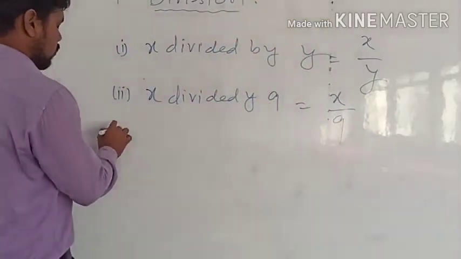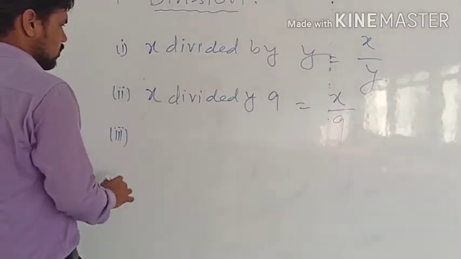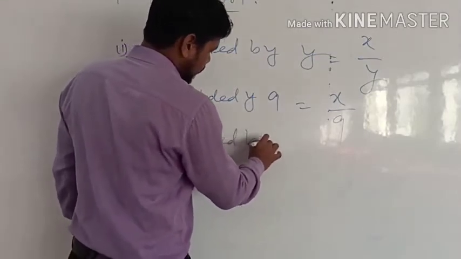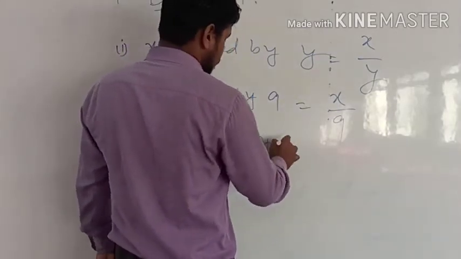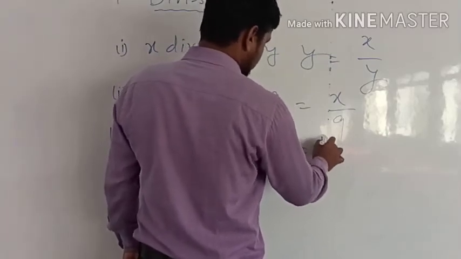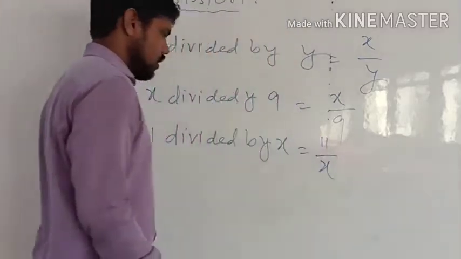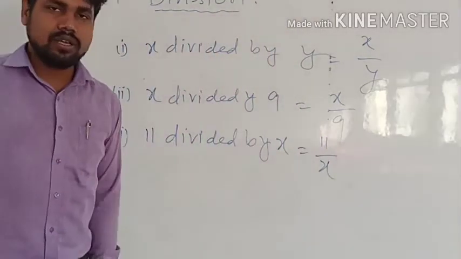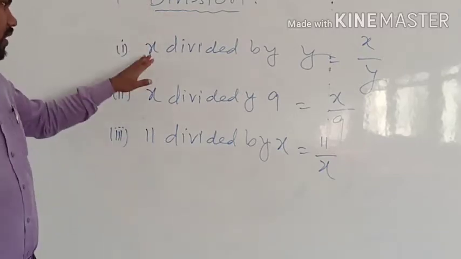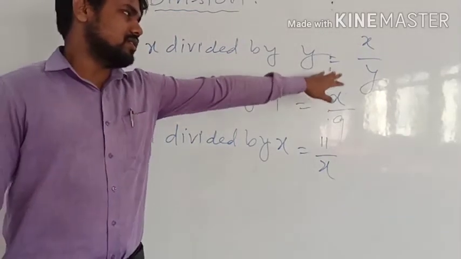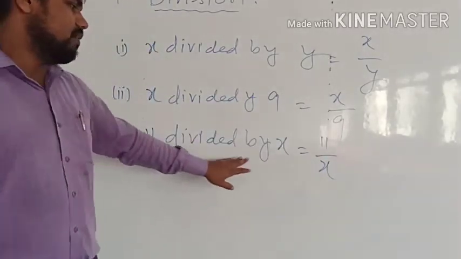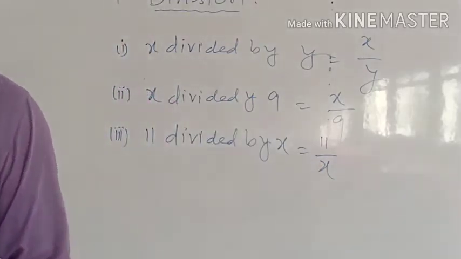Right. Now we can take one more example. Suppose 11 divided by x or y. Suppose x. So it will be 11 by x, right? Because 11 divided by x. So these are the three basic concepts of division, right? If any number x is divided by y, it is x by y. x divided by 9 is x by 9. 11 divided by x is 11 by x.